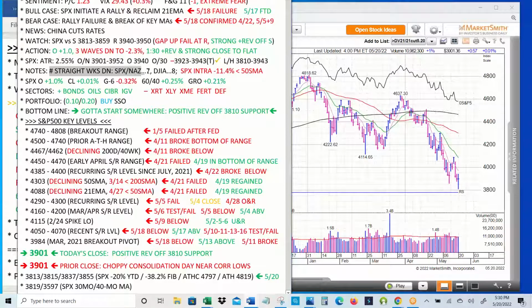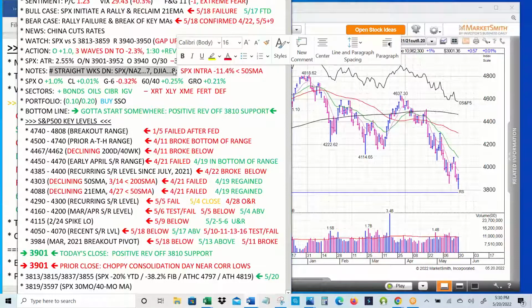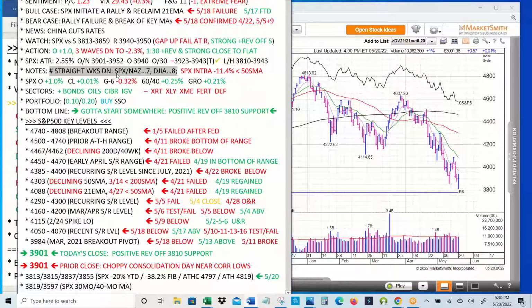Also factoring in that today's close gave us 8 weeks down on the Dow, 7 weeks down on the S&P 500 and the NAS, which is really bad. We didn't hit this during COVID. We didn't hit this during 2007, 2008.